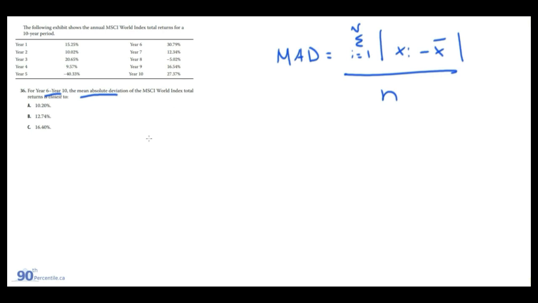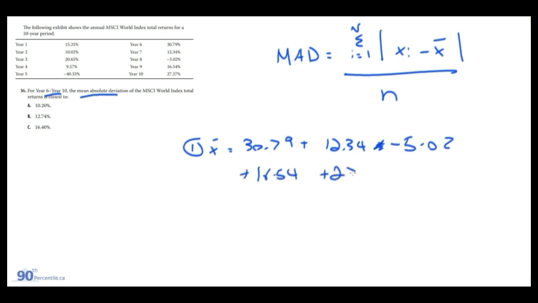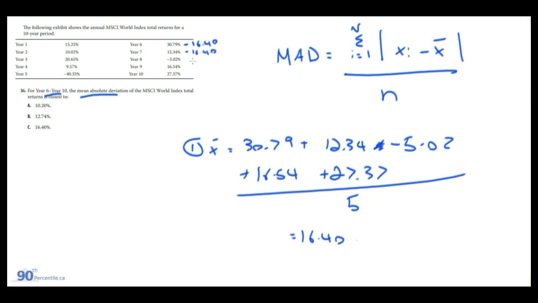So we can do it really quickly. First thing we have to do is calculate x bar, which is going to be the average, so 30.79 plus 12.34 plus minus 5.02 plus 16.54 plus 27.37. Sum all these up, divide it by 5 because we're just dealing with year 6 to 10. And we get a mean of 16.40. So now coming over here, we do this, minus all of these minus 16.40, minus 16.40.